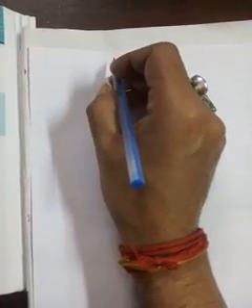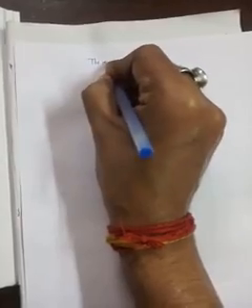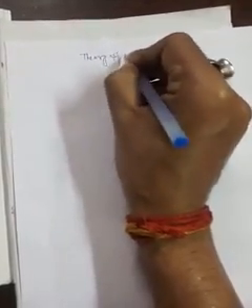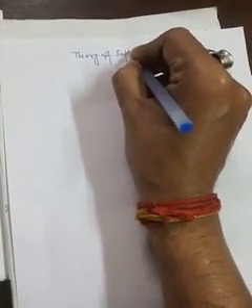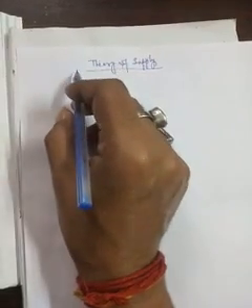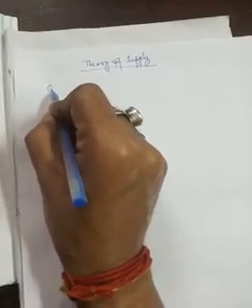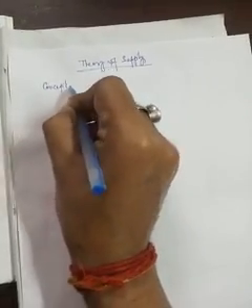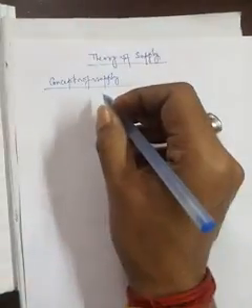Okay, now students, we will discuss a new chapter, that is theory of supply. Okay, the chapter name is theory of supply. In this chapter, first we start with the concept of supply. What is the concept of supply? That means what is the meaning of supply, or you can say what is the definition of supply.